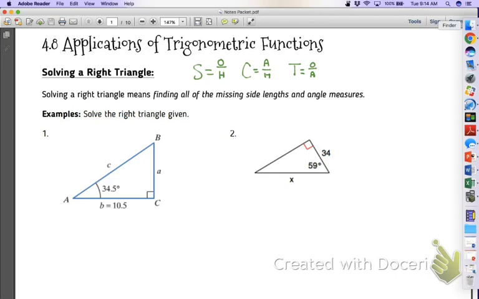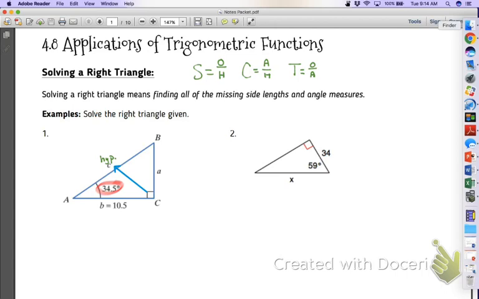Whenever we talk about the opposite side, that is going to be the side that is across from whatever angle. So if I have 34.5 degrees, every side, depending on where the angle is, is going to be dependent on if it's opposite or adjacent. The one side that's never going to change is the hypotenuse, which will always be across from the right angle. So in this case, the C side is the hypotenuse.